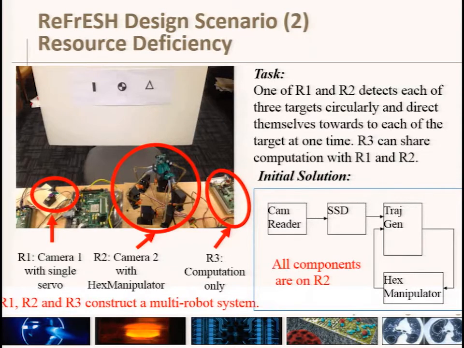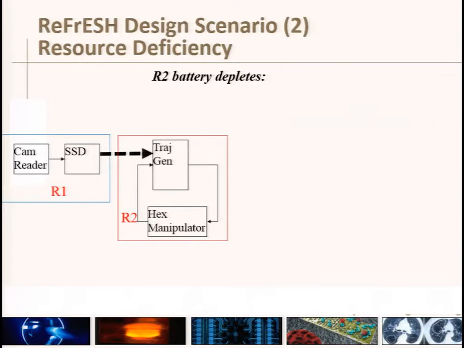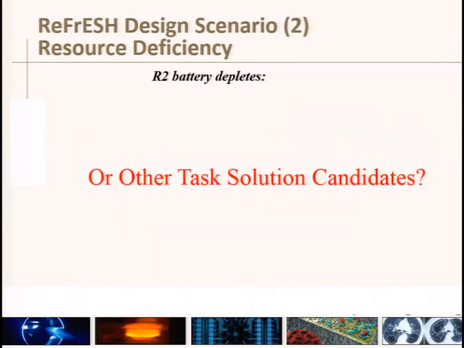In the second scenario, we have 3 robots to accomplish the same task. R1 and R2 are the same as before, and we added a third computational node. The initial solution remains the same. Suppose in this case there is a resource deficiency where the battery on R2 is depleting. To conserve power, the system may migrate some components onto R1 or to R1 and R3. Or the system may come up with more optimal solutions.